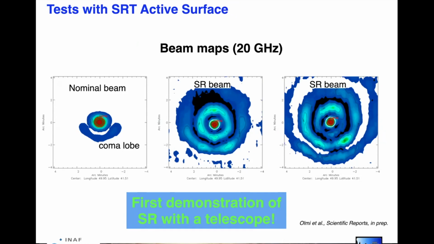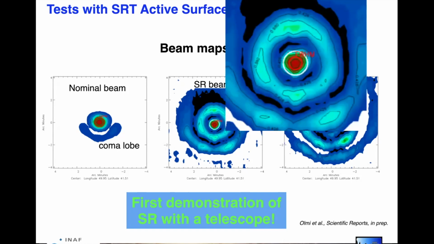The two panels on the right-hand side are the map of 3C84 obtained in the super resolving mode. Maybe you can see better if I use the zoom image. The white circle represents the full width at half maximum of the nominal beam, the one with the coma, and the red circle represents the full width at half maximum in super resolution mode. So you can clearly see that the main beam is indeed narrower. This is the first demonstration ever of super resolution obtained with a telescope. In these maps, you can also clearly see the higher side lobes.